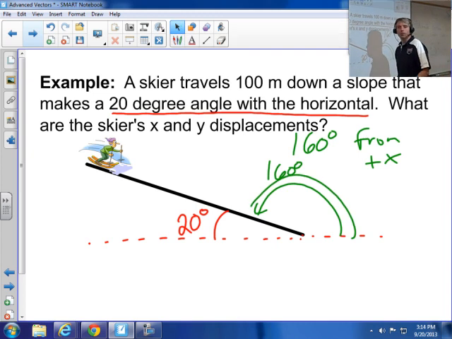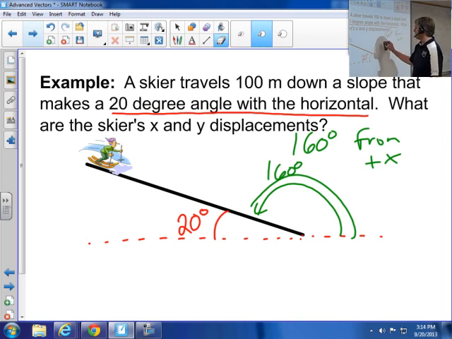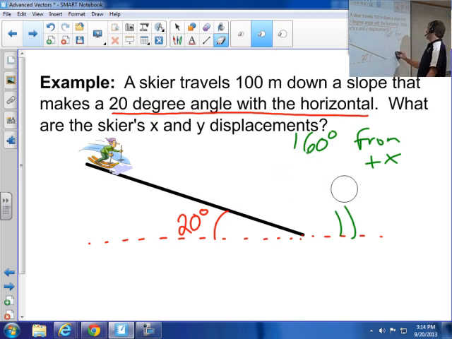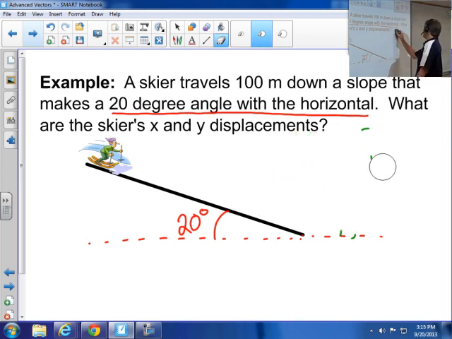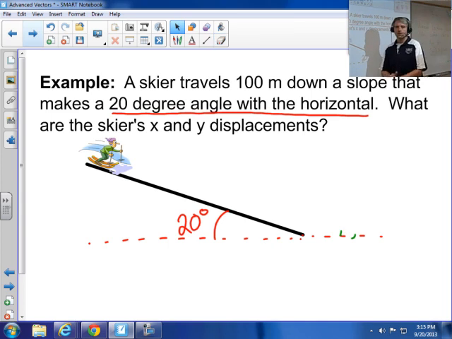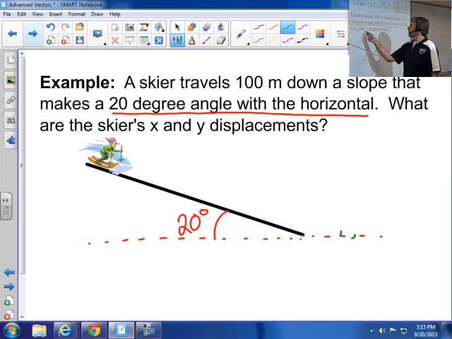However, in many cases, you will get a better description and it'll be a lot more obvious, like it is in this problem. So let me go ahead and erase that extra stuff that we don't need. And let's see if we can solve this problem. So we've labeled our angle as 20 degrees. We're asked to find the x and the y components, so we need to draw these.